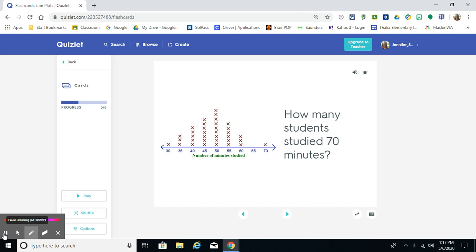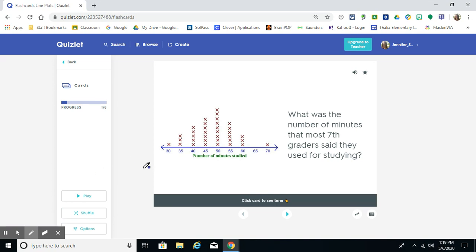Today we're going to practice answering questions as we look at line plots. Our first question is showing the number of minutes studied by 7th graders. The question is, how many students studied 70 minutes? So when we take a look down at the bottom here, we've got our minutes. And we always assume that 1x is equal to 1 respondent. So for 70 minutes, only one person studied that long.